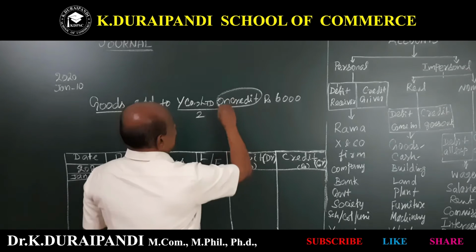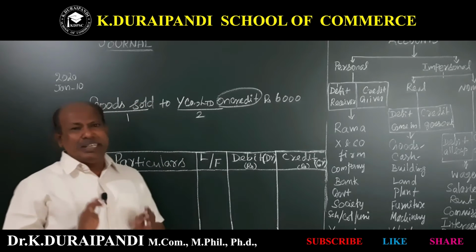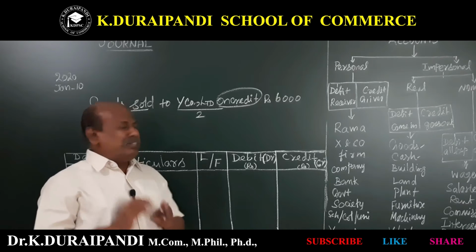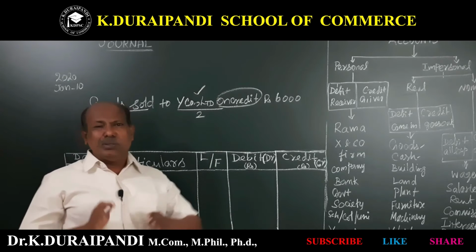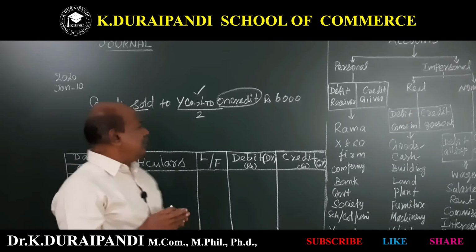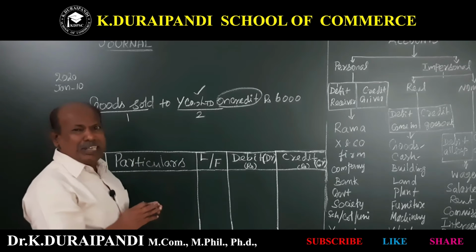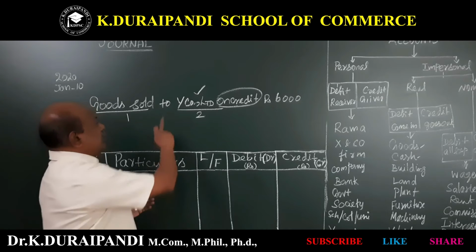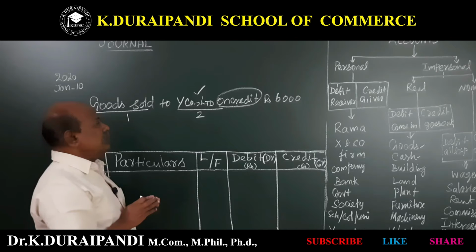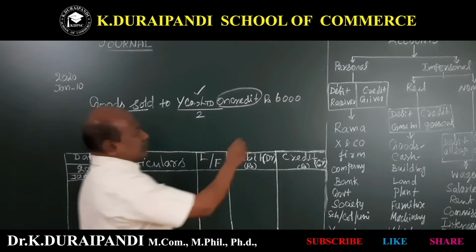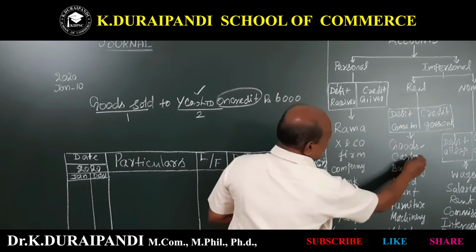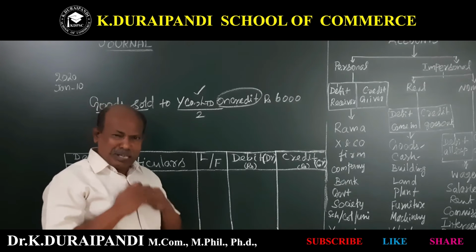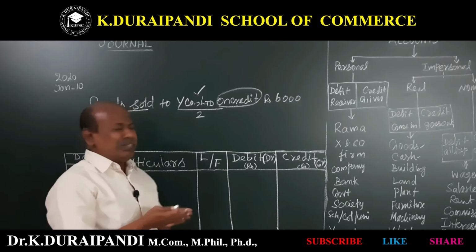It is on credit, that is a credit transaction. Anyhow, in a credit transaction, we must take a personal account. Right. Now we have to make a journal. Goods sold means selling the goods to Y and Co. Here goods belongs to real account. So as per the real account rule, debit what comes in, credit what goes out.